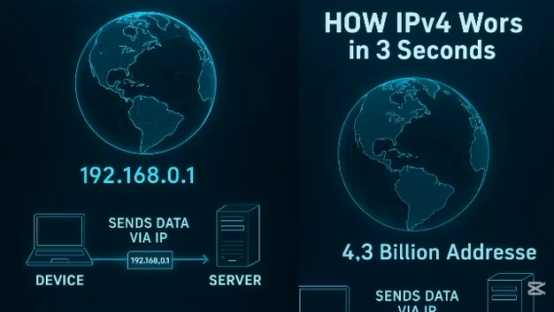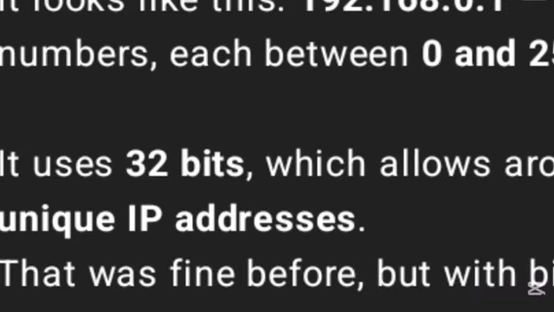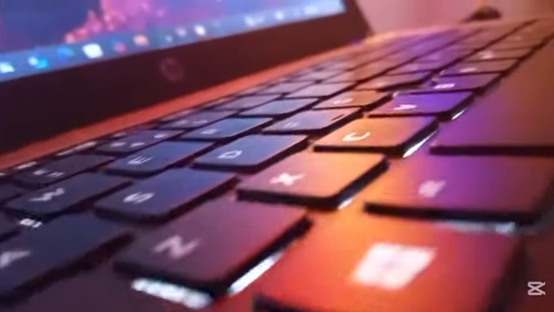IPv4, the old standard. IPv4 is the older and still most commonly used version. It looks like this: 192.168.0.1. That is four sets of numbers, each between 0 and 255. It uses 32 bits, which gives us a total of around 4.3 billion unique IP addresses. That was okay back then, but with billions of devices now online, it is no longer enough.